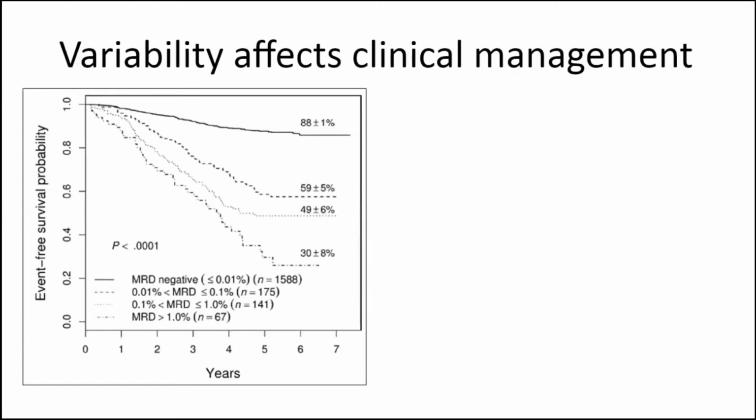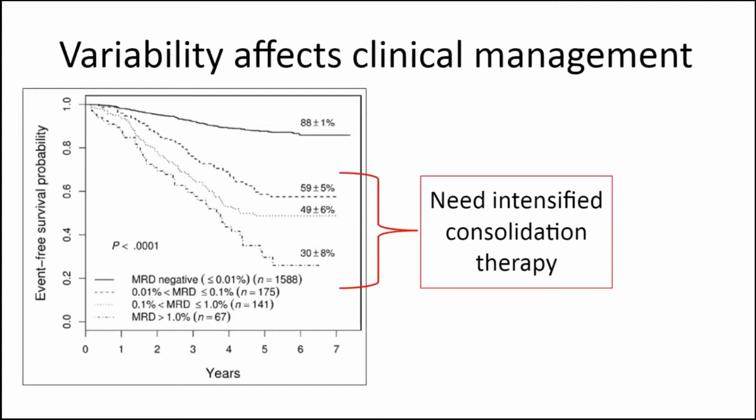This study also showed that the level of disease is prognostic. Those with less than 0.01% had better prognoses than those with 0.01 to 0.1%, which was better than 0.1 to 1%, which again was better than more than 1%. The authors proposed that the reduced probability for event-free survival in the groups higher than 0.01% was so marked that these patients should receive additional or intensified consolidation therapy.